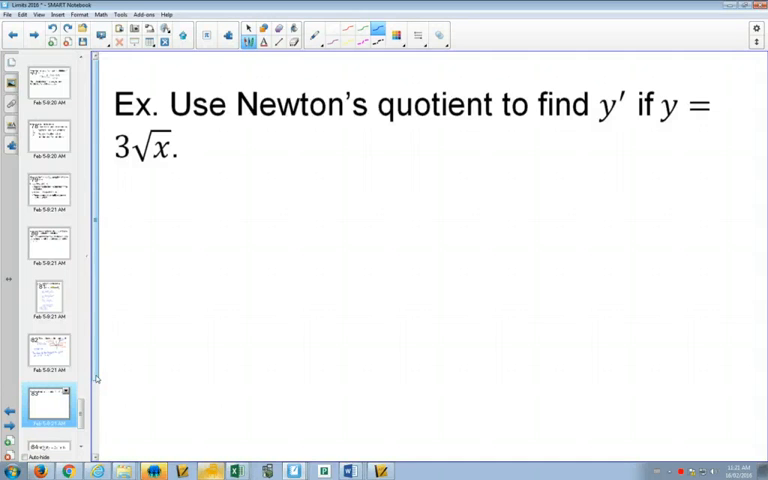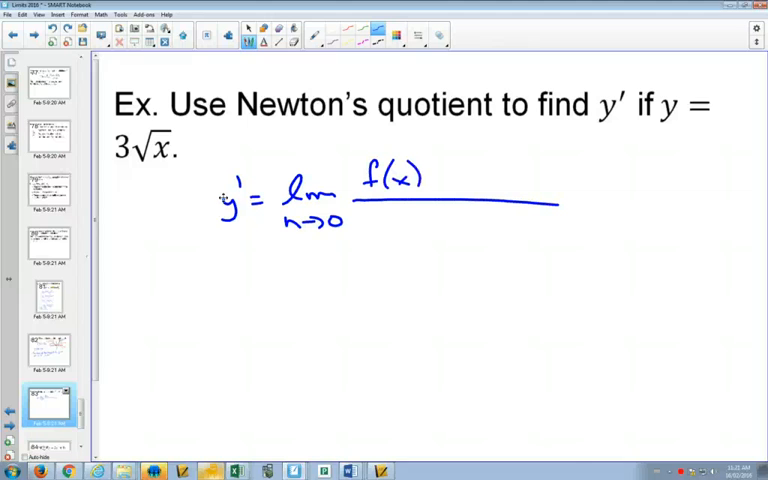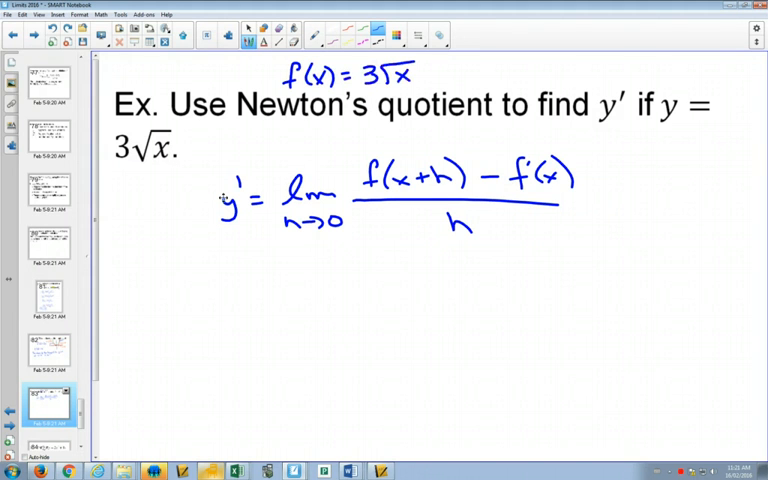So again, we'll start off by writing out the formula. Formula always uses function notation. So in our case here, our function is 3 root x.